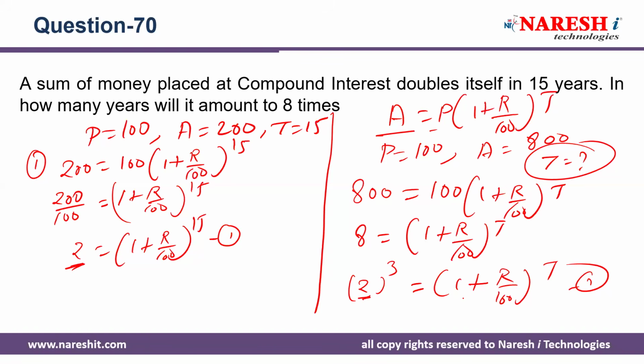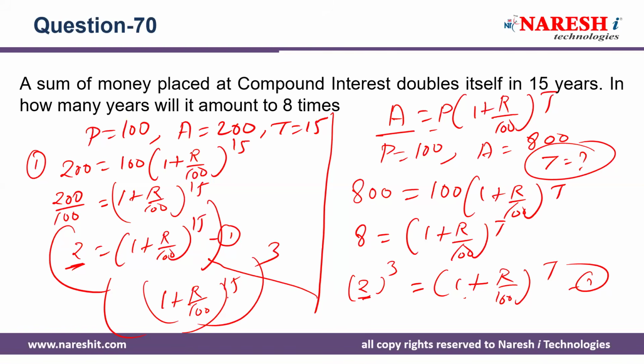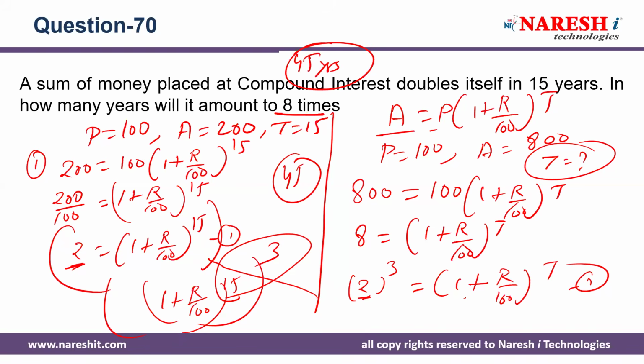Now imagine these both equations, the left hand sides are the same numbers. Can I substitute the right hand side value? So completely using these two equations to compare, this entire value is nothing but to the power of 3. So I can write it as 1 plus R by 100 to the power of 15, to the power of 3. And 15 into 3 becomes 45 years. So 8 times is possible in 45 years.